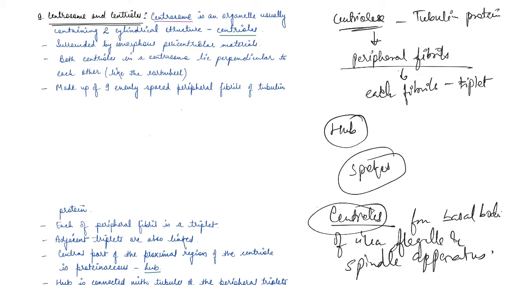Basically, there is a centrosome which has two centrioles, and they are made up of protein. They are made up of peripheral fibrils, which are made up of protein. They have a center, which is the hub, and then they have radial spokes, right? They have tubes inside, and they form the basal body.